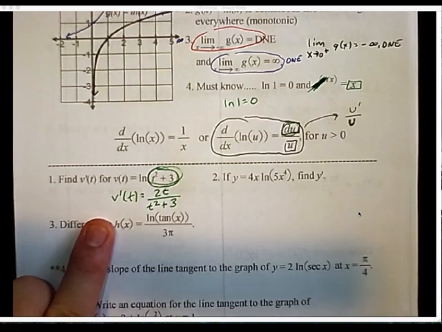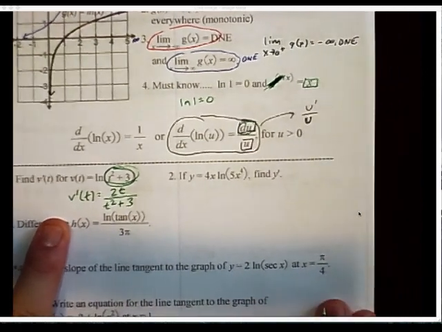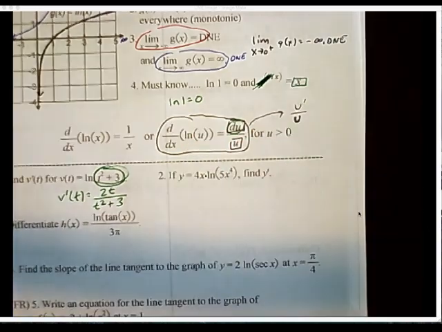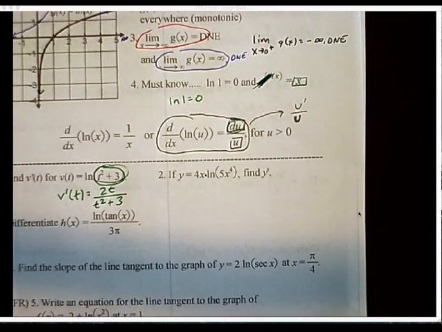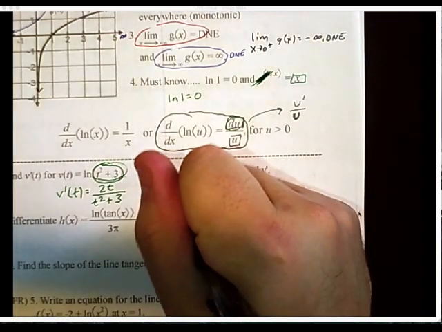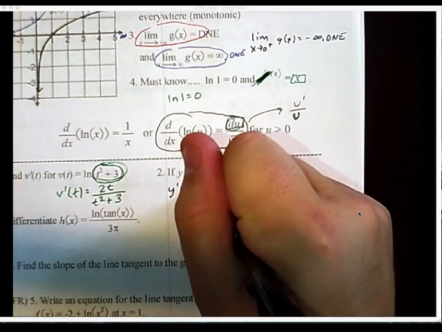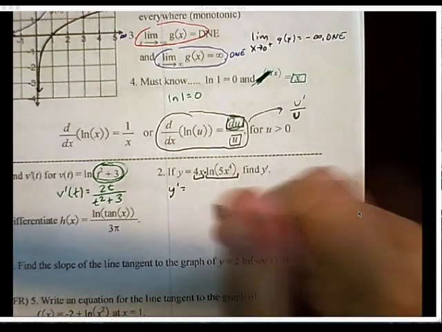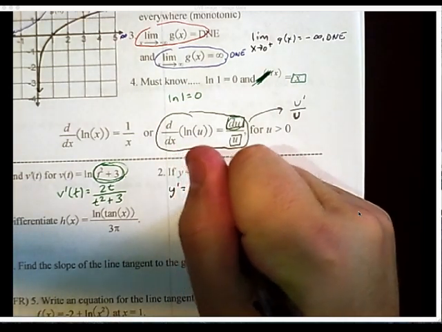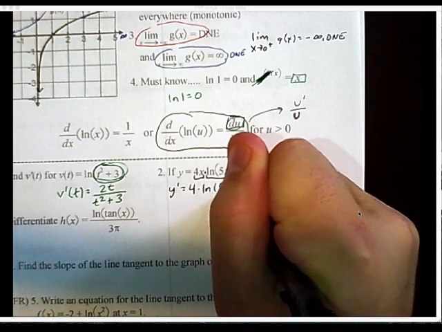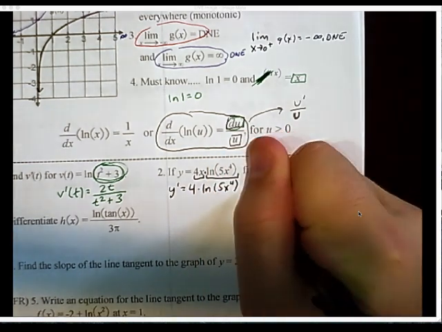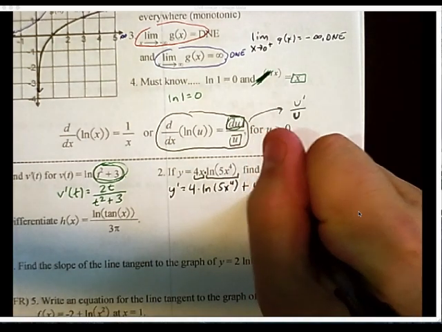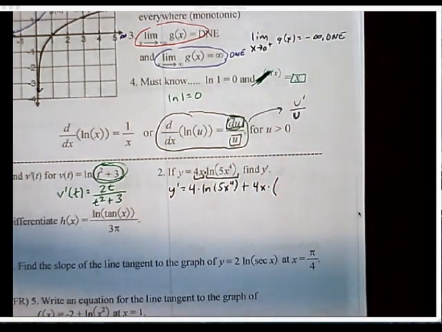Take the derivative of the inside over that thing again. Okay, let's try number 2. It says if y equals 4x times ln of 5x to the 4th, find y prime. So if you notice here, this is a product. There's your first term, there's your second term. So let's use the product rule. Derivative of 4x is 4 times the second, which is ln of 5x to the 4th.